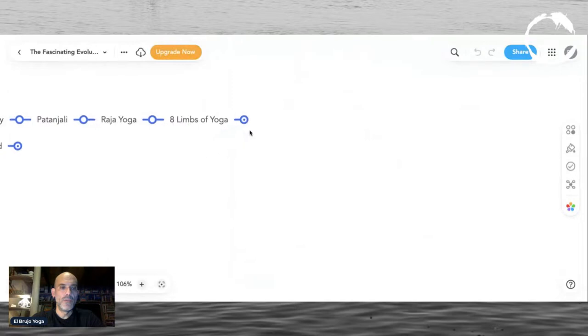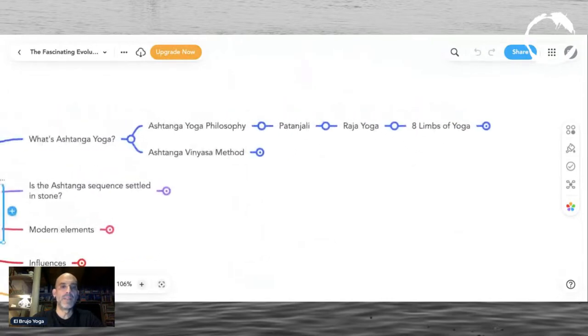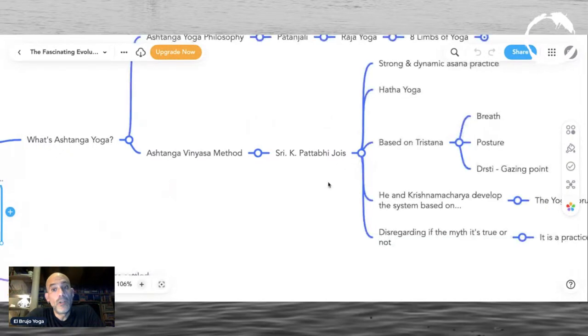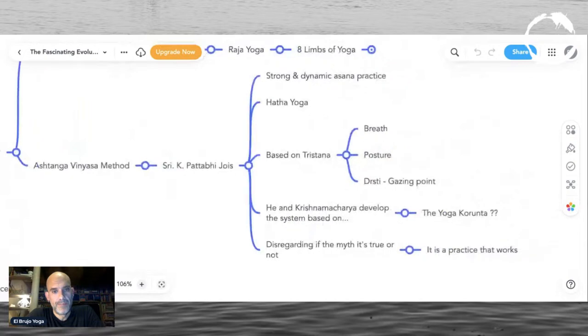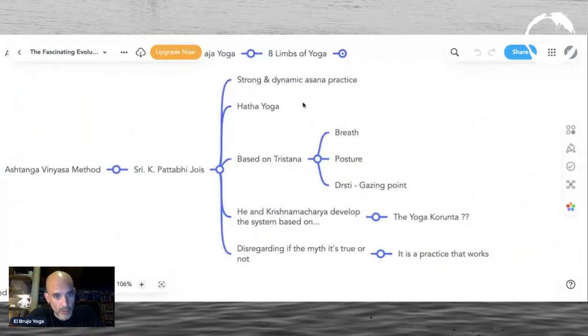And now, what would be the Ashtanga Vinyasa method? It became famous through Pattabhi Jois, who was the teacher who started to teach all these people in the 70s. Well, he started before, but 70s, 80s, 90s, 2000s. It's a very strong and dynamic asana practice. It's Hatha Yoga, so it's part of Hatha Yoga.